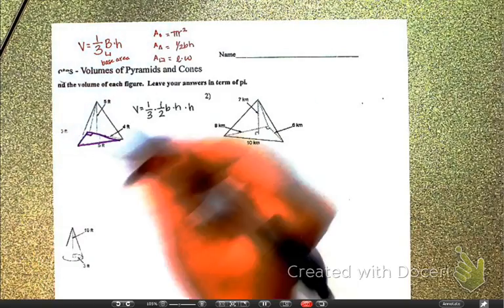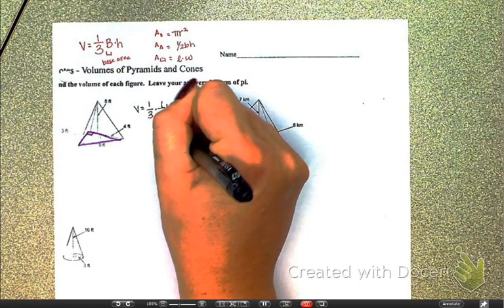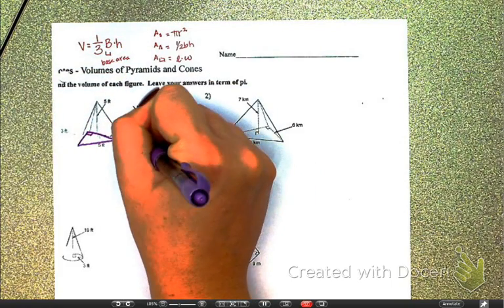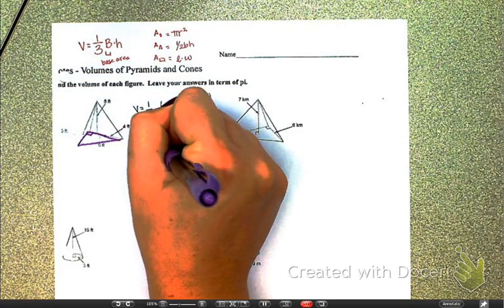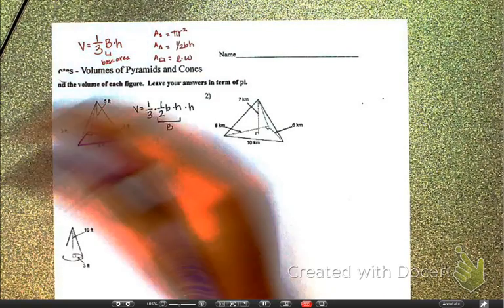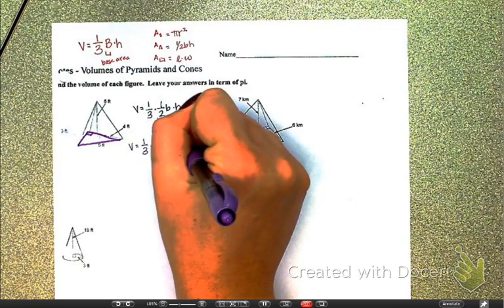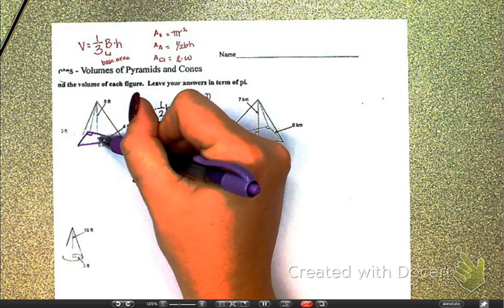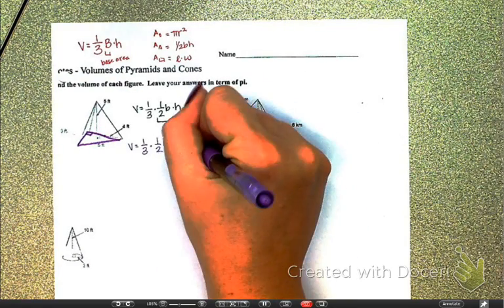Okay, so here is my big B. I replaced it with 1/2 base times height because my base is a triangle. Now I'm going to plug in information that I know. So 1/3 times 1/2. What is the base and the height of the triangle? 3 and 4. The two sides that create the 90-degree angle. What is the height of the entire pyramid? 5. It goes from the base to that point at the top.